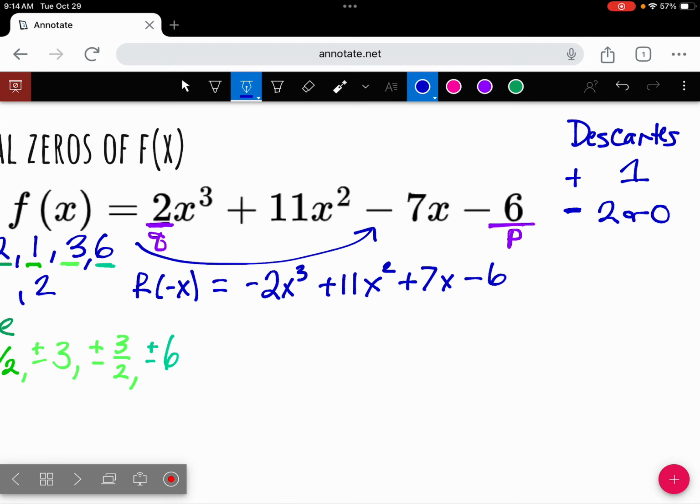So when we're looking at trying to figure out which roots we have, I know for sure I'm going to have one positive real root. I might have 2 negative roots. I might not have any. So the Descartes helps us kind of choose when we're substituting in.